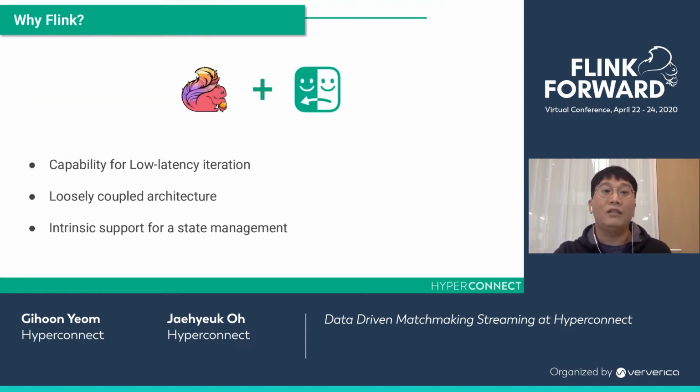And there are 3 strong reasons why we chose the Flink framework for our new system. The most important one is the capability for low latency iteration. Flink supports implementing the kind of feedback system having the processing cycle under a second. With the iterative stream and functionality flexibility, we can easily migrate the matchmaking system.